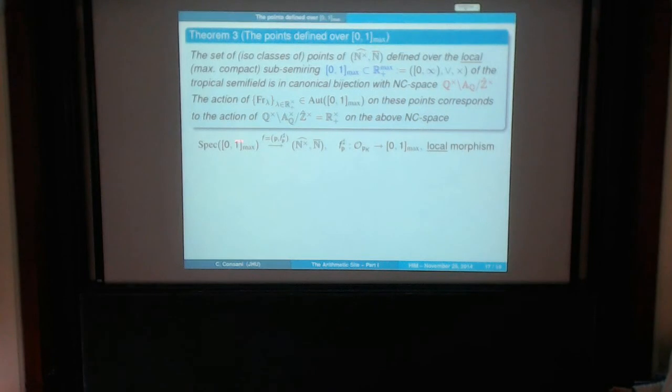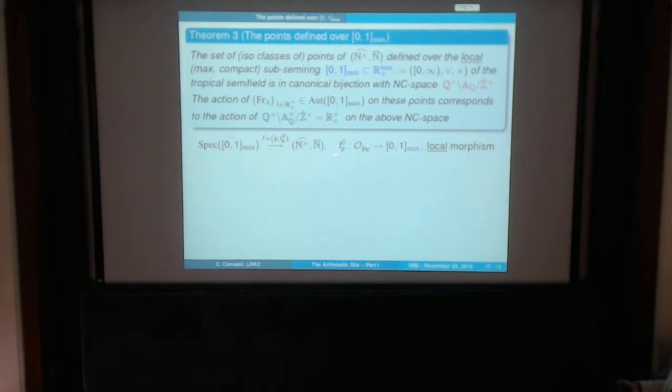So because this is a map between two structures, where 0, 1 max is a local semi-ring, it is determined by two parts, as in classical scheme theory. There is the geometric part, so the image of this F is detected usually by a point, and then the corresponding map at the level of sections, F_P sharp.